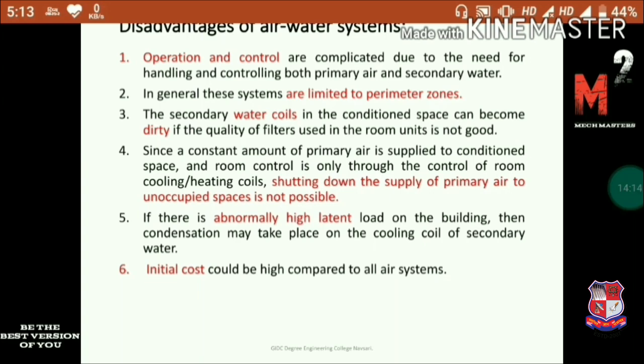The initial cost could be high compared to an all air system. Here the initial cost is high because we handle both the air and water system in this type.